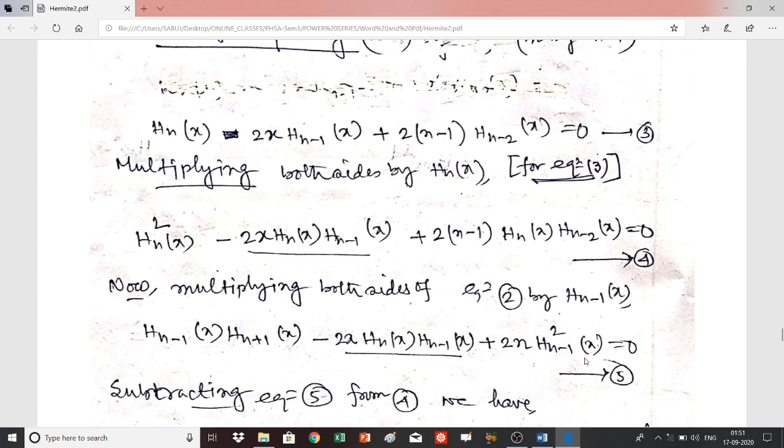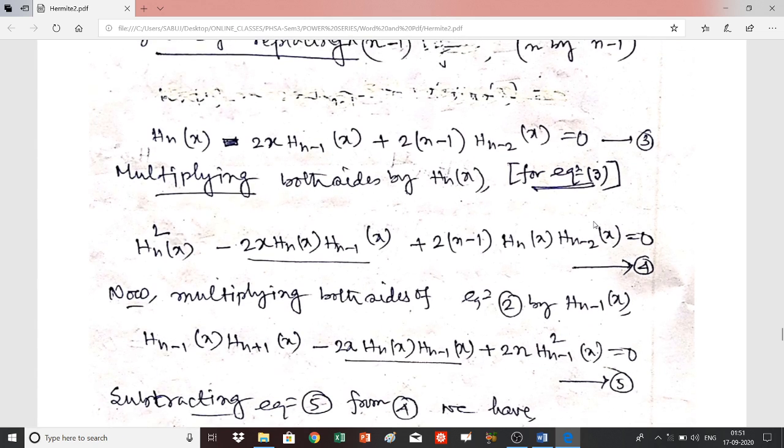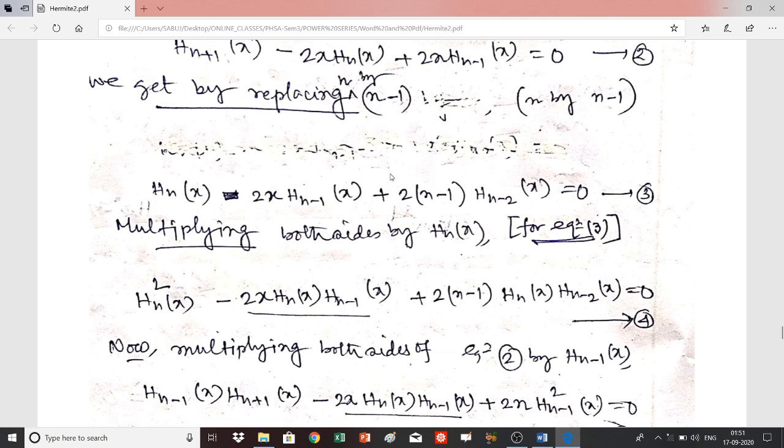This is equation 4. Now multiplying both sides of equation 2 by H_{n-1}(x), this will give you H_{n-1}(x) H_{n+1}(x), which is written here, then minus 2x H_n(x) H_{n-1}(x), and after that 2n H_{n-1}(x) times another H_{n-1}(x), since we are multiplying by H_{n-1}(x), so it will give you 2n H_{n-1} squared of x, that is equal to 0.